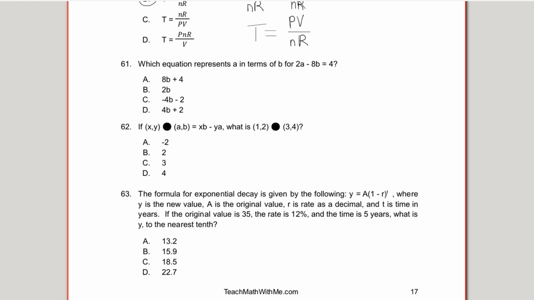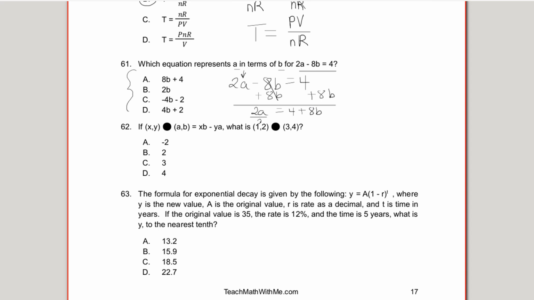Question 61 says which equation represents A in terms of B for this equation here. So if that kind of wording messes us up, let's look at our answer choices. Basically what we're asking for is to solve for A. So when I have 2A minus 8B equals 4, and I want to solve for A, first thing I want to do is move the 8B to the other side, and the way I do that is add it. So now I have 2A equals 4 plus 8B.